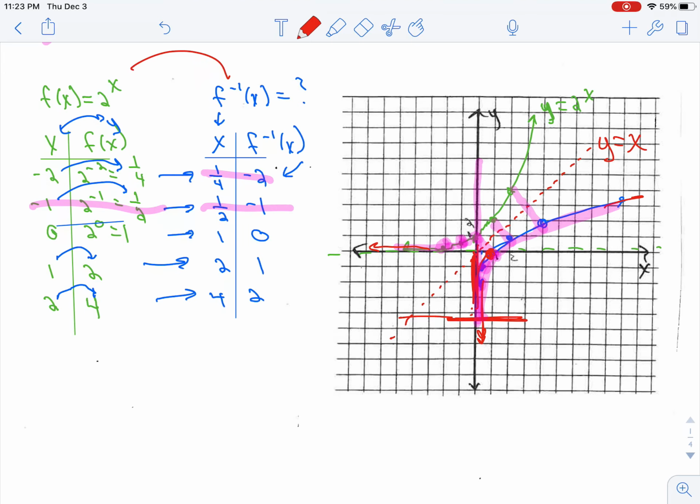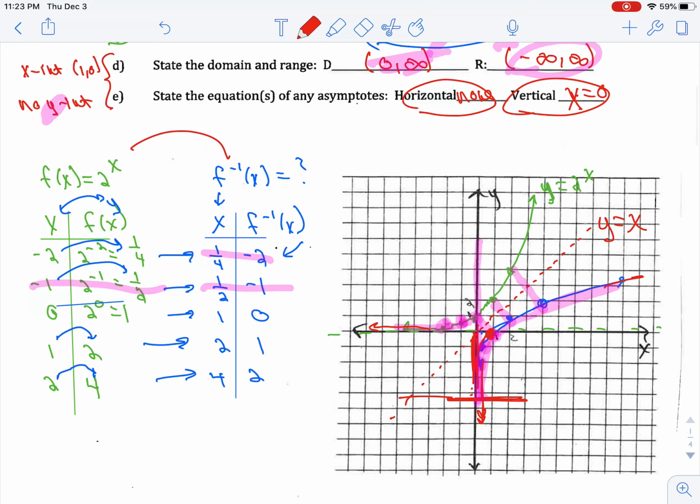All right. So remember that our big question that's left looming is what is the equation for f inverse of x? All right, and that's what we're going to look at on the next page.